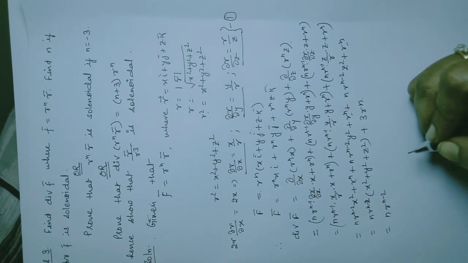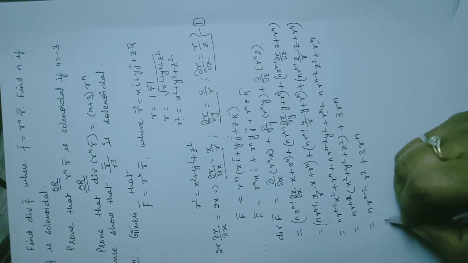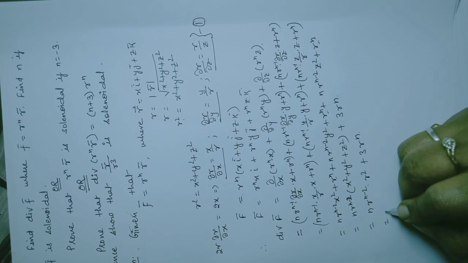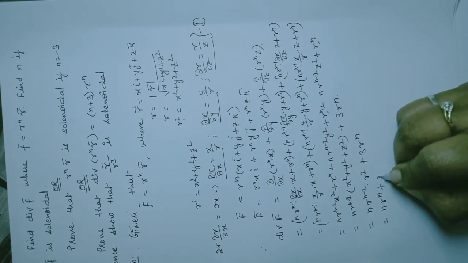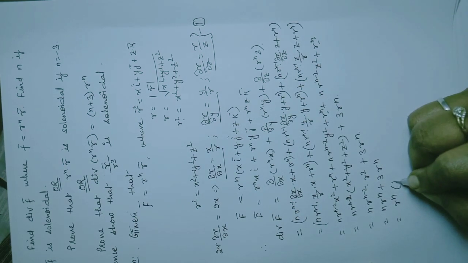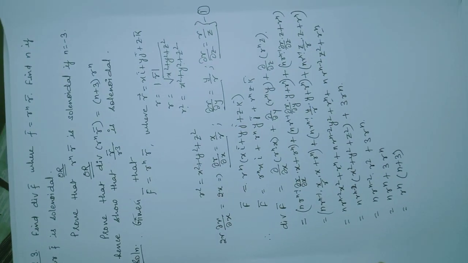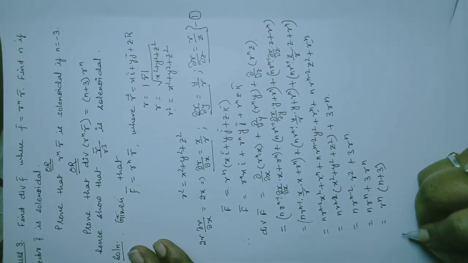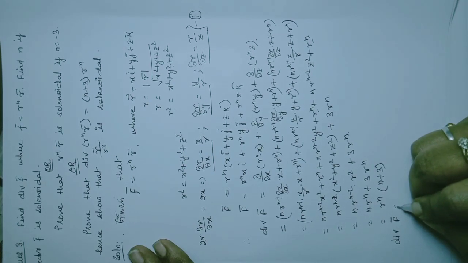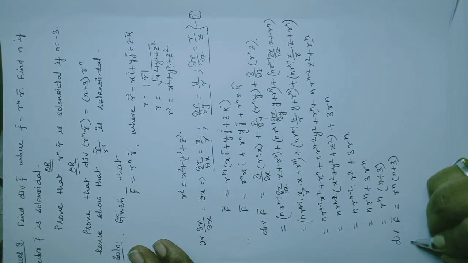So this becomes n rⁿ⁻² into r² plus 3rⁿ, which becomes, see, the power settles here, -2 plus 2. So you have n rⁿ plus 3rⁿ. So if you take rⁿ common, you get (n + 3). So what is the value of divergence of f? So you get divergence of vector f is equal to rⁿ (n + 3), right?